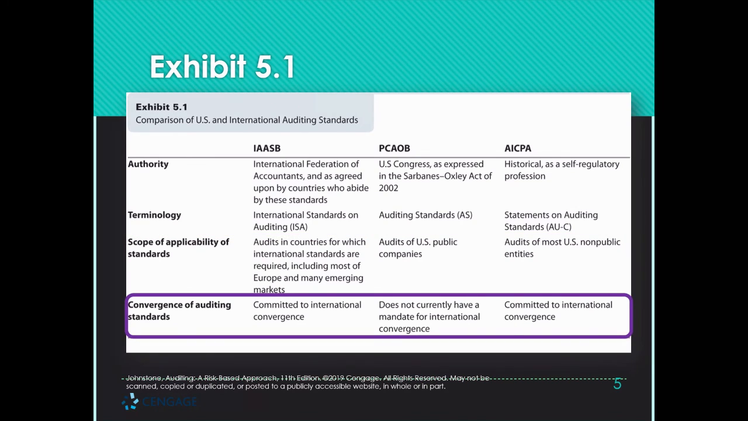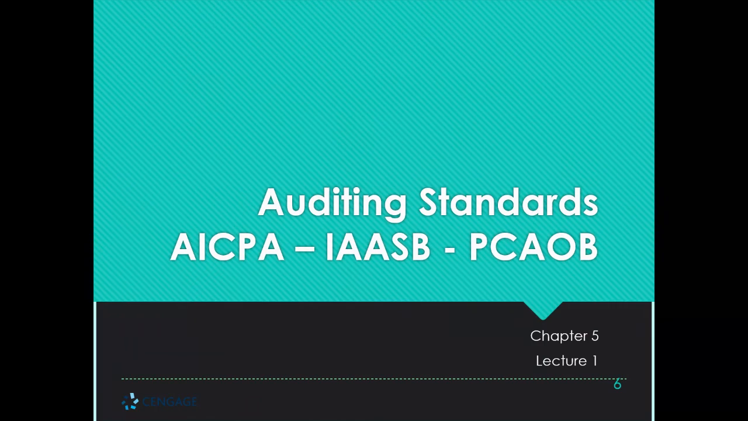So the convergence that we talked about is the international standards are committed to an international convergence. The PCAOB really doesn't mandate that because they're really focused on the U.S. publicly traded companies, but the AICPA is committed to some sort of international convergence, hence the AU-C standards that they have renamed them. And that concludes our brief discussion on auditing standards in the AICPA, IAASB, and the PCAOB for Lecture 1, Chapter 5.